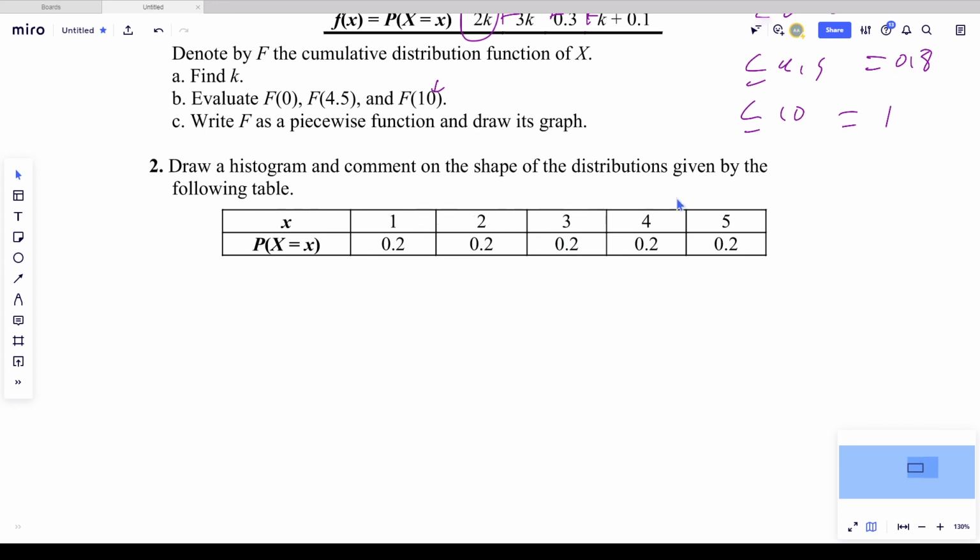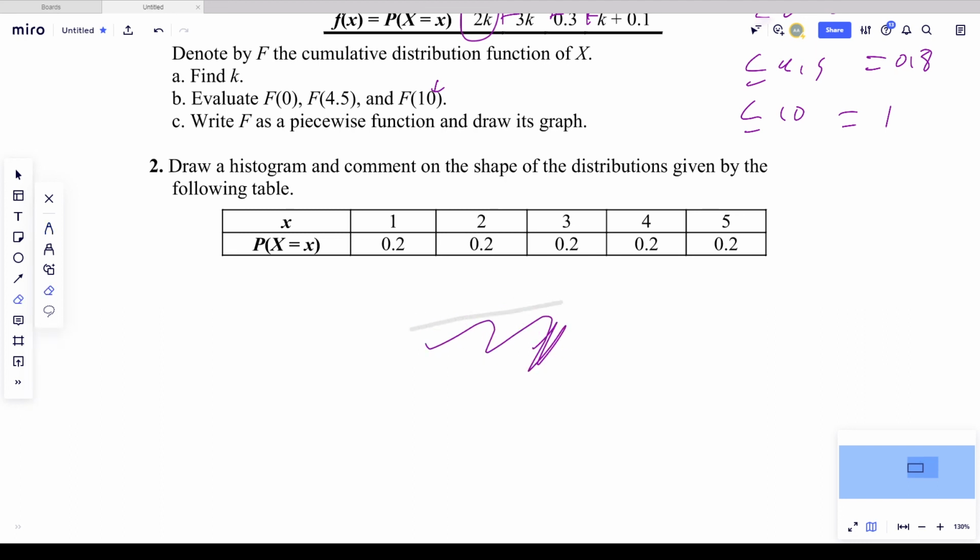1, 2, 3, 4, 5. It's not 1, 5, 7. You know, it's uniform in intervals. So since it's uniform in intervals, they have equal intervals. You can just use the probability for its height immediately. 0.2, 0.2, they all have the same height. They basically just look like one rectangular block that has been cut up into 5 pieces.